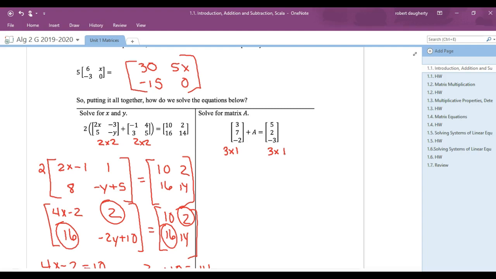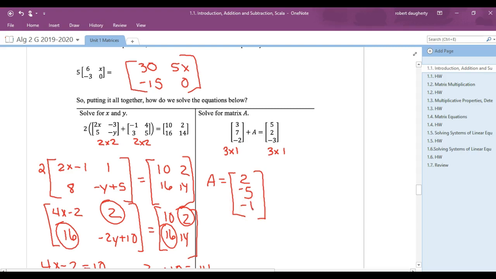So a couple ways you can do that. You can just look at this and say that for matrix A, if I've got a 3, what do I add to 3 to get 5? Well, that has to be a 2. What can I add to 7 and get a 2? That's a negative 5. What can I add to negative 2 and get negative 3? That is a negative 1.